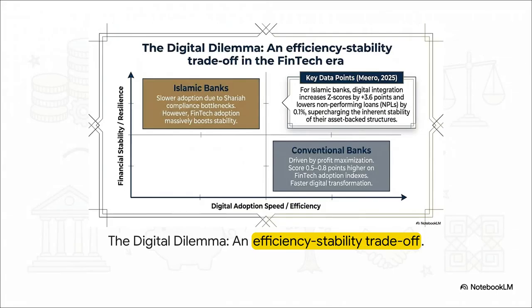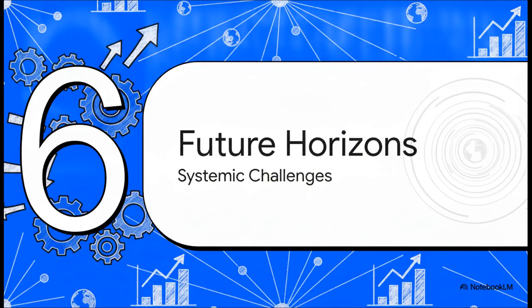But, of course, there's a catch. We call it the digital dilemma. Conventional banks are entirely driven by profit maximization, so they adopted digital tools way faster, gaining rapid efficiency. Islamic banks, constrained by those compliance checks we talked about, have slower adoption rates. So you see this clear trade-off. Conventional banks focus on speed and profitability, while Islamic banks move a little slower but gain incredible resilience and stability in the process.